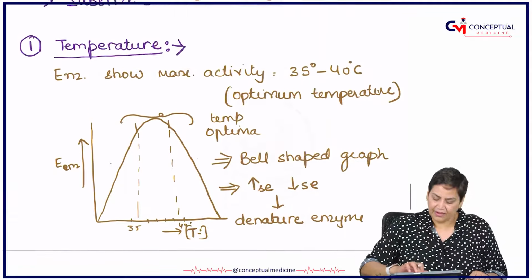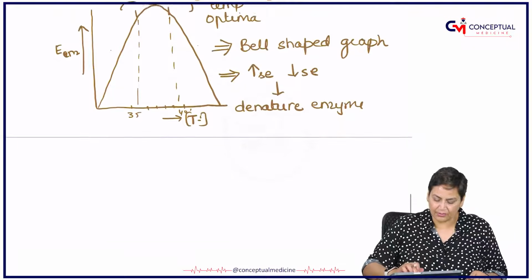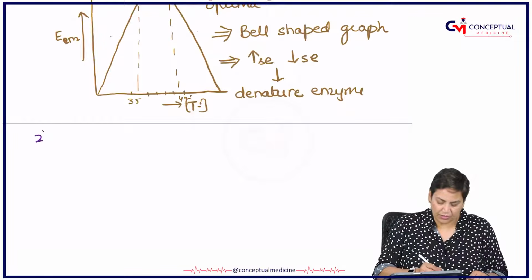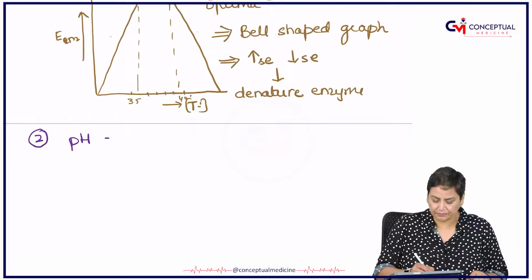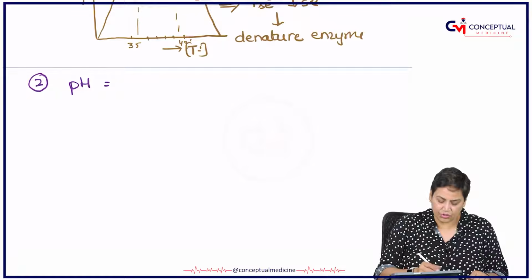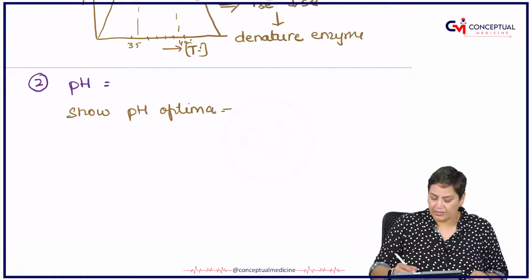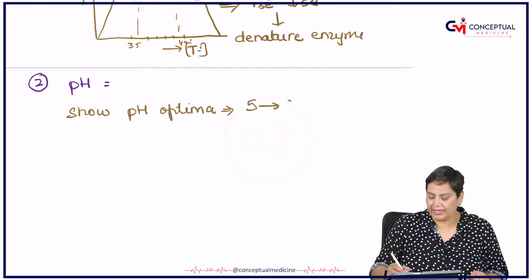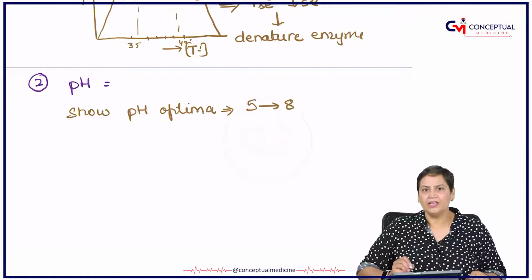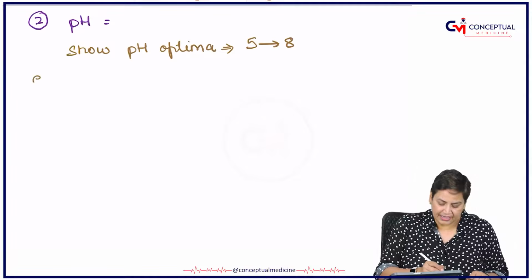Right. Then the second factor is the pH, and we know that pH is the negative logarithm of hydrogen ion concentration. Just like we talked about the temperature optima, there has to be a pH optima also. So all enzymes will show pH optima between 5 to 8. In some books it is written as 9. So it is a little bit towards acidic, a little bit towards alkaline. Okay. But there are certain exceptions here.